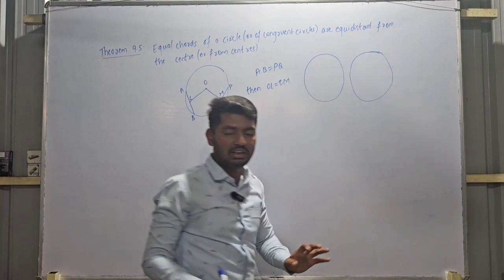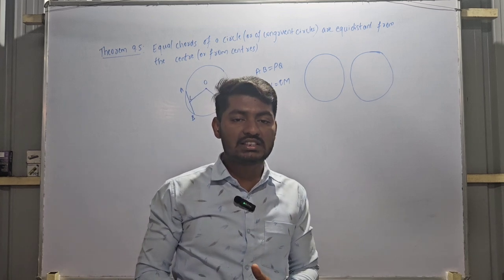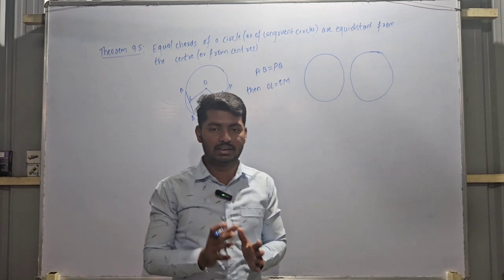So congruent circles means the circles having the same radius and different centers.